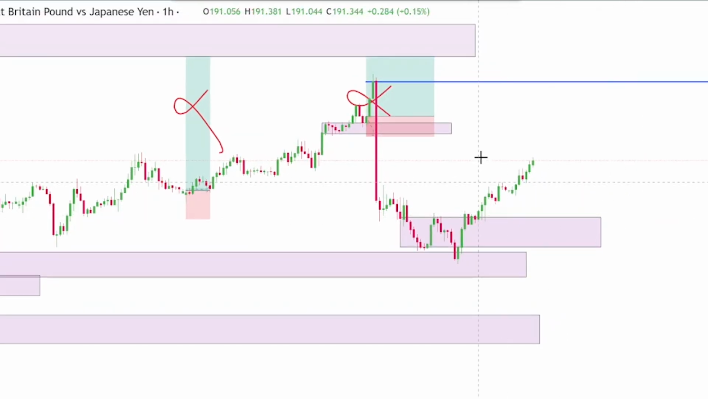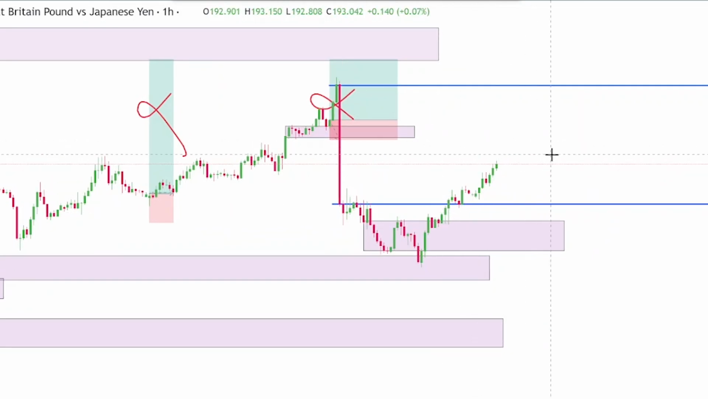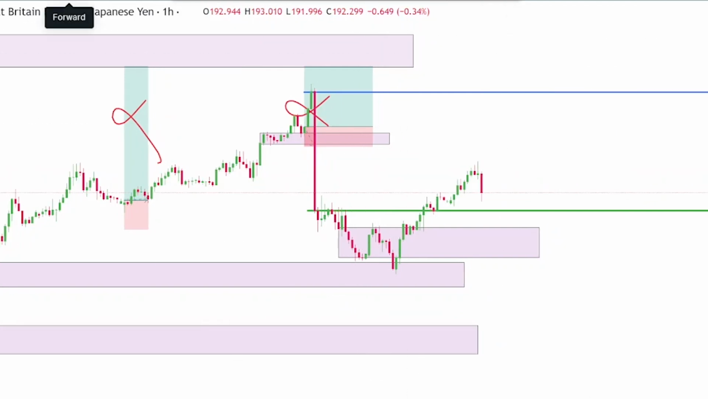So even if we have some internal areas to buy from and we missed this one, we are still waiting from here. If we get this opportunity of a retracement from these areas, let's say from this green line, I will also be looking for a buy, but my stop loss will be below the previous low from this green line. Okay, so let's see what happened.